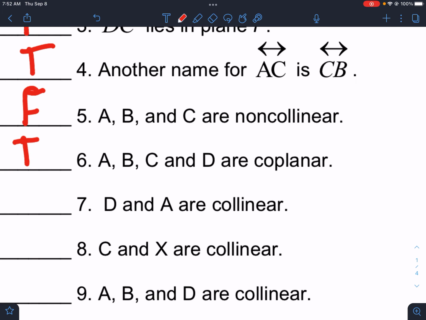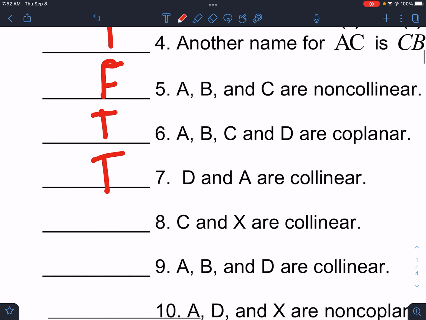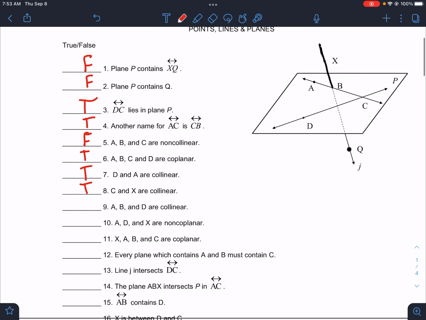D and A are collinear. I do not need the picture. 2 points are always collinear. So I don't need the picture, but DA, could I draw the line? Yes, I could. Collinear means they are on a line together. It does not mean that the line must be drawn. CX, same thing. Can I draw a line containing C and X? Yes. It doesn't matter whether it's drawn or not. It's there. We can draw it. They are collinear.